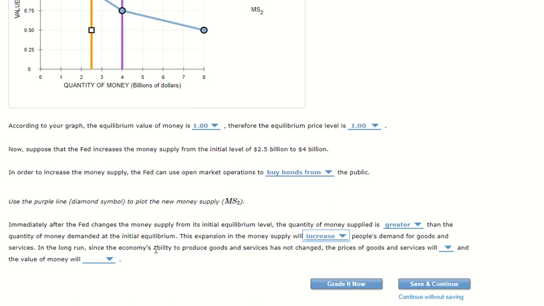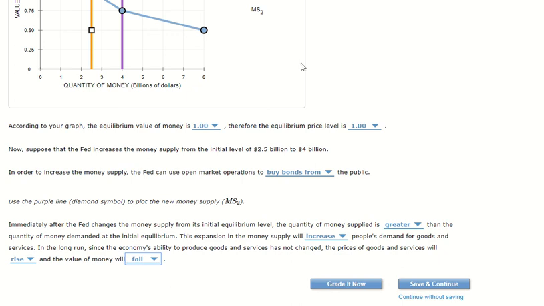Now in the long run, suppose our ability to produce goods and services has not changed, so we still produce the same goods and services. In the long run, the market will adjust. So with a higher demand level, the price level will increase, and the value of money will go down. As the price level goes higher, getting more and more expensive, that means your currency is getting weaker and weaker. So the value of money goes down. And always keep in mind that between your price level and your value of money, they're inversely related.